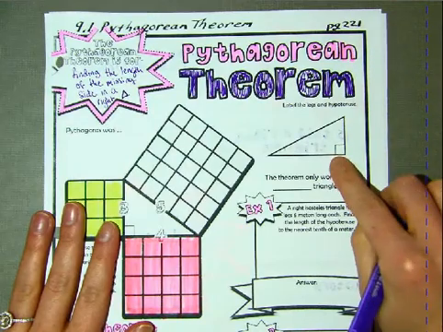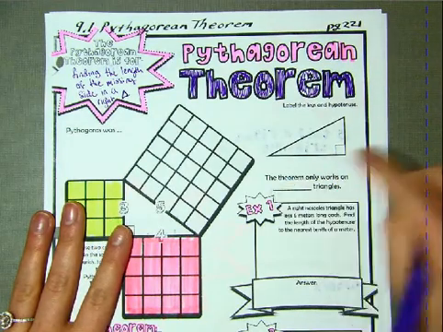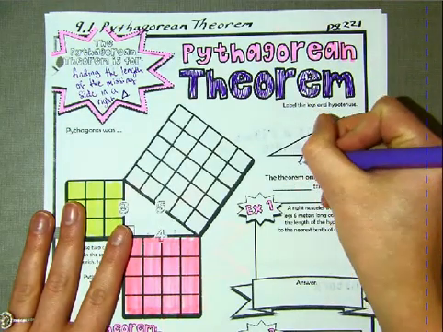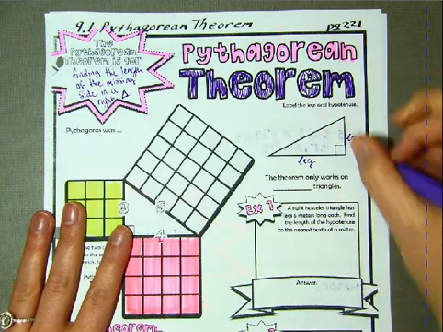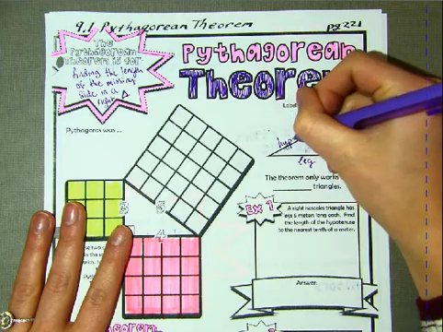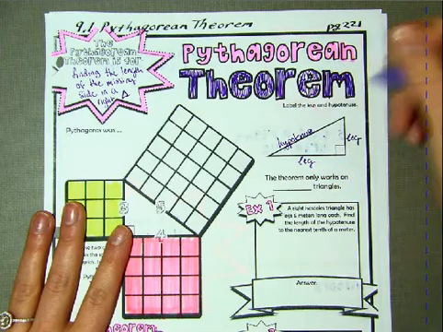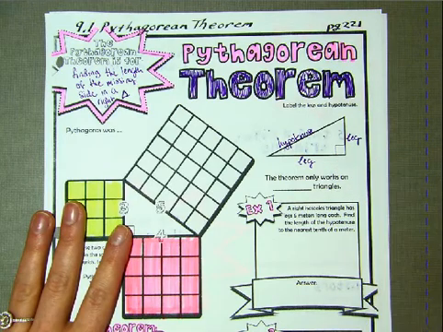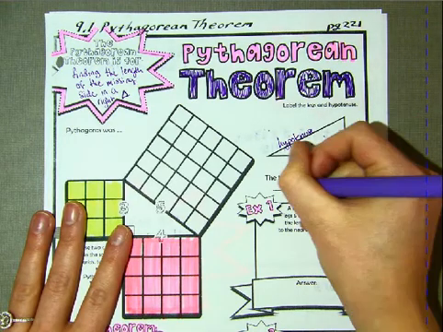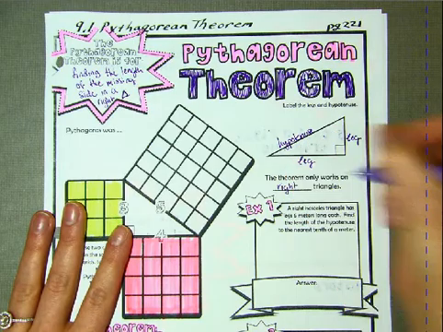So here we have a right triangle. Let's go ahead and label our parts. So we have a leg here, and this is our hypotenuse. The hypotenuse is always opposite of this 90-degree angle. So the Pythagorean theorem only works for right triangles.